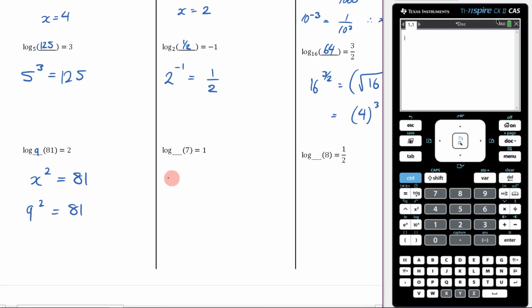Here, I don't know what the base is, but I know that it's raised to the power of 1 and I'm getting 7 out. Well, the only way that works is if X is equal to 7, because 7 to the power of 1 is 7. So 7 would be here.